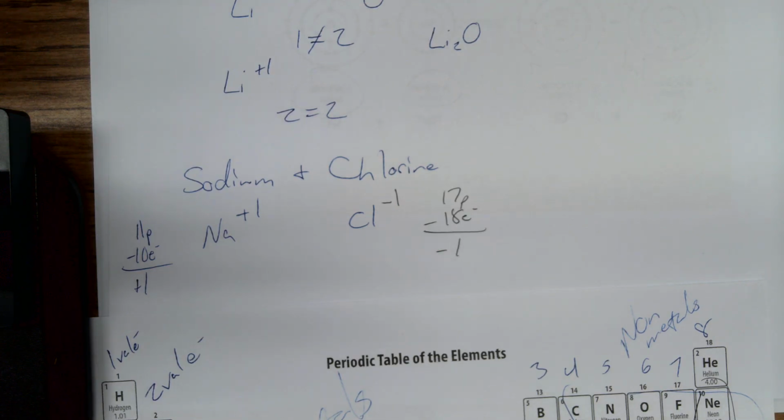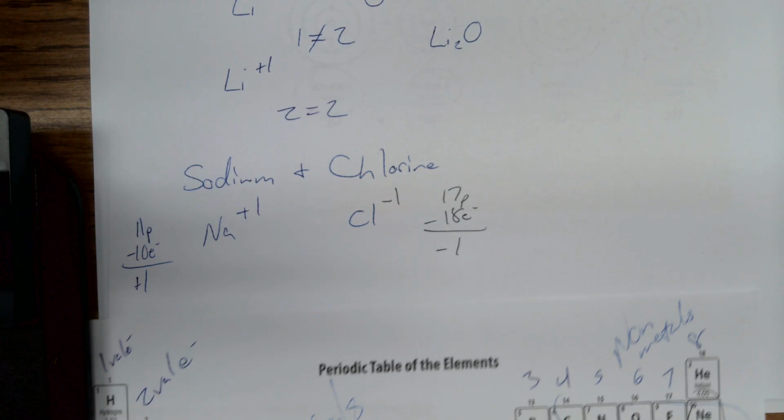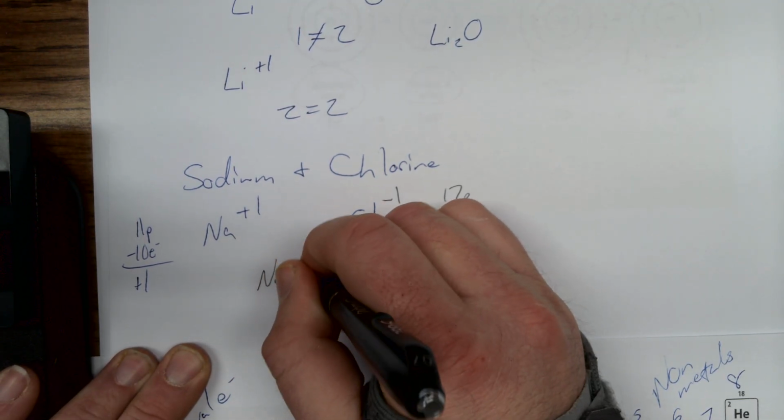Now, big thing. So we've identified our charges. Now we need to look at step 3, where I need to make sure that my charges equal each other. My positive charges equal my negative charges. 1, 1. Do they equal each other? Does 1 equal 1? Absolutely. So it means I write NaCl.